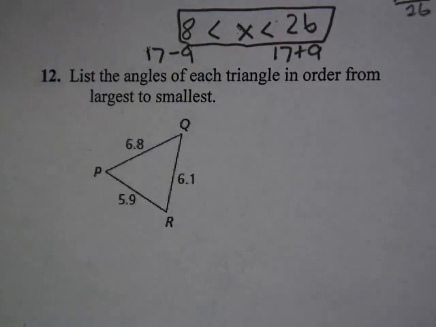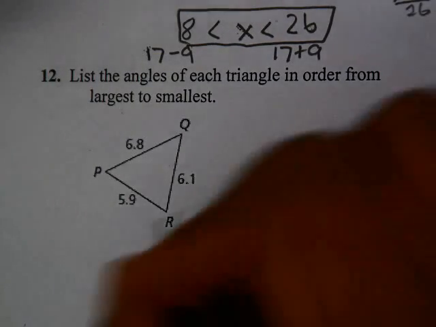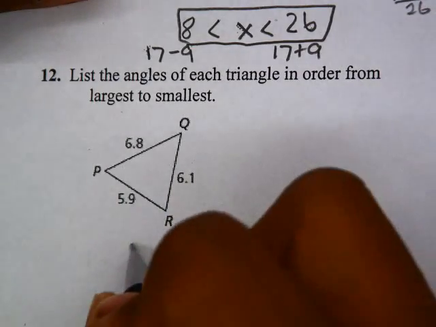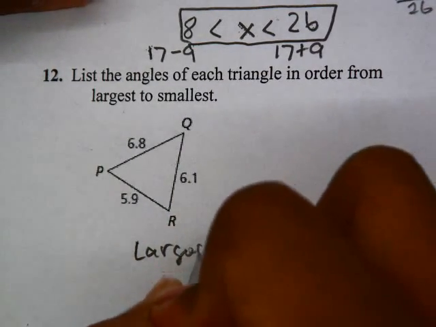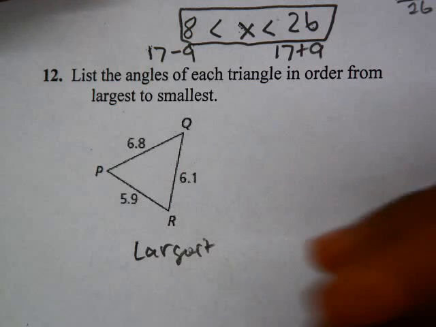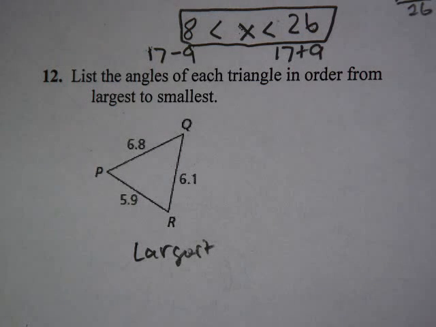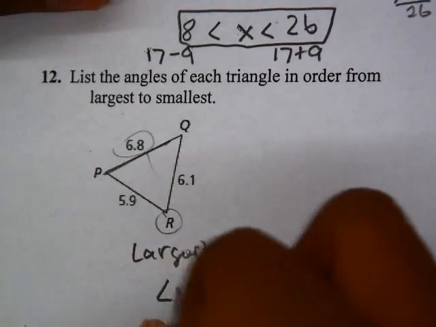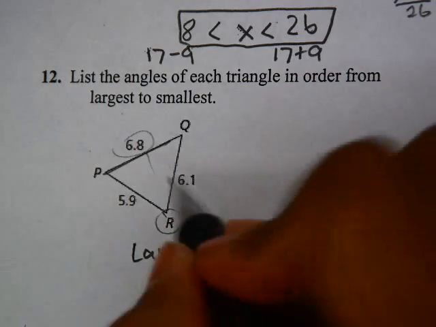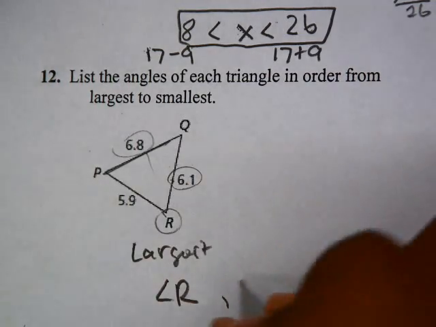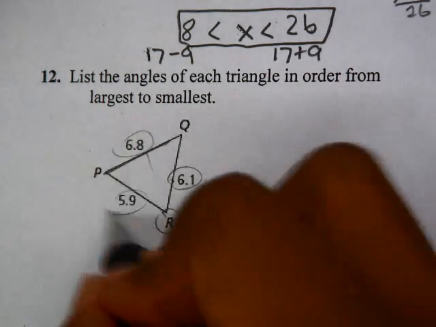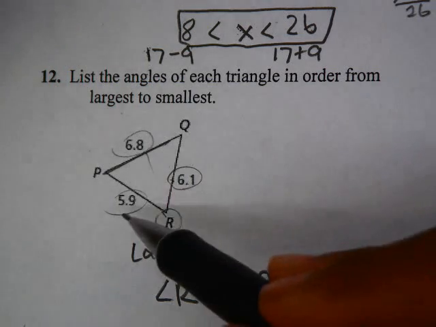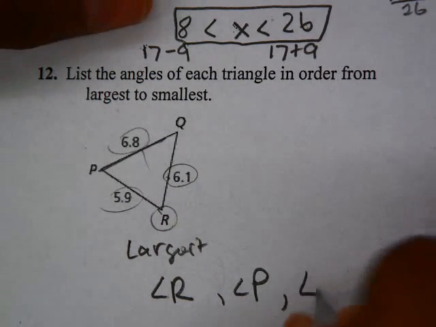Lastly, number 12, just list all the angles from largest to smallest. So opposite the largest side, the longest side should be the largest angle. 6.8 is the largest side, opposite that would be angle R. 6.1 makes angle P, and lastly 5.9 is the shortest side, it should make the smallest angle, angle Q.